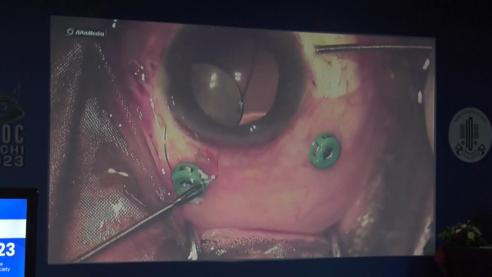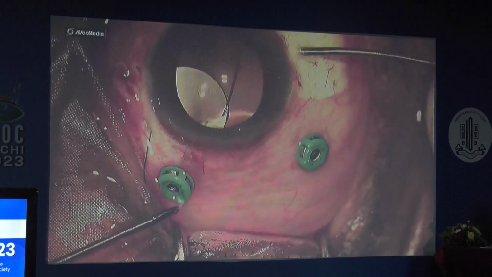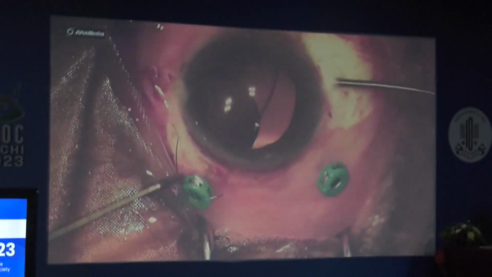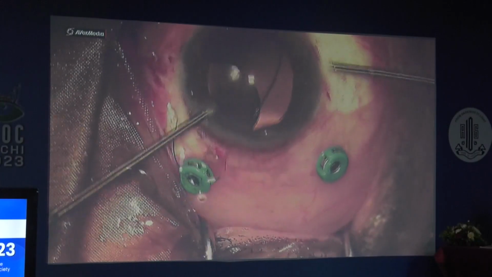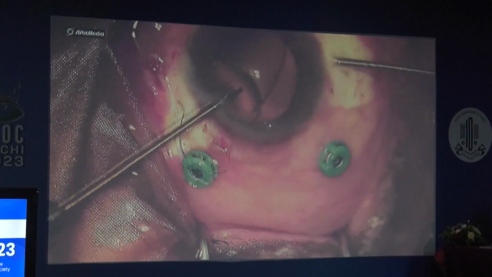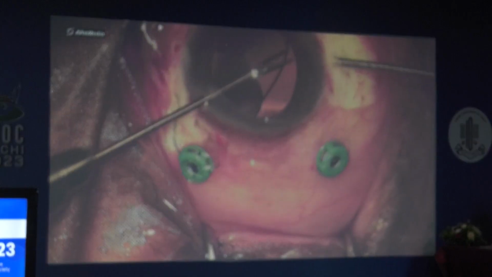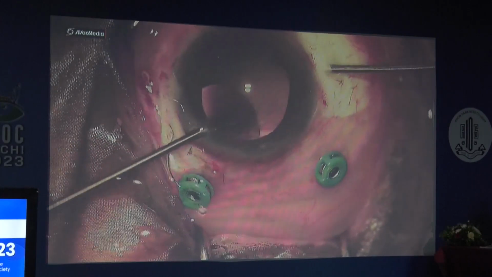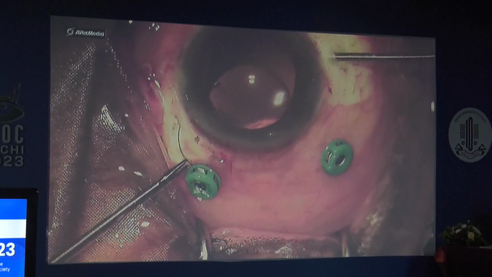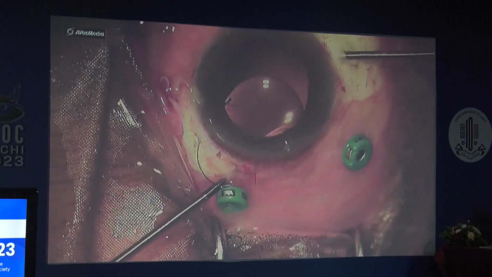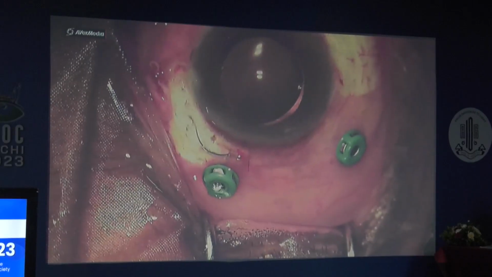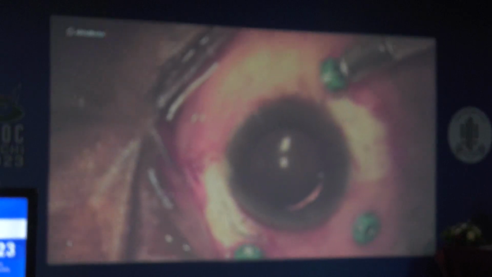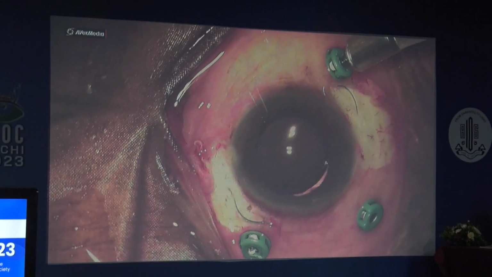Now I insert the forceps from the other side, and using a handshake technique, I use the other forceps to guide the haptic to the forceps which I am using from the sclerotomy site. And thus both the haptics are externalized.